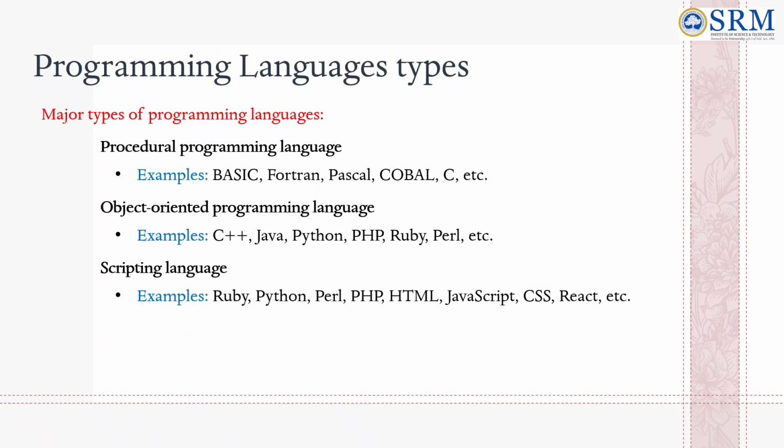Let's have a look at the different programming languages. The major types of programming languages are procedural programming languages, object-oriented programming languages, and scripting languages. Examples of procedural programming languages are BASIC, Fortran, Pascal, COBOL, and C. C++, Java, Python, PHP, Ruby, and Perl are some examples of object-oriented programming languages. Ruby, Python, Perl, PHP, HTML, JavaScript, CSS, and React are some examples of scripting languages.